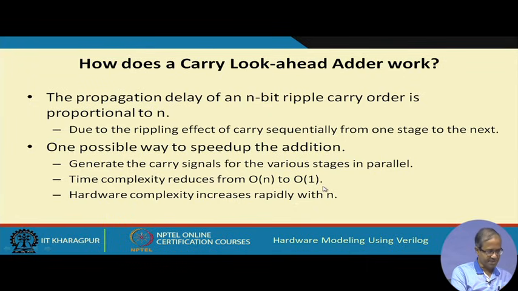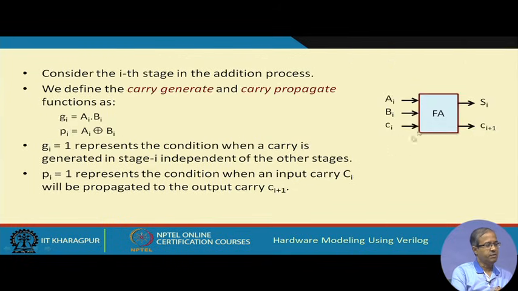But the flip side, the drawback, is that the hardware complexity also increases very rapidly with the number of bits n. Okay. Let us see how. Well, if you look at a single full adder, in a ripple carry adder you look at the ith stage full adder, where the inputs are a i, b i and c i, the output is a sum s i and a carry c i plus 1.